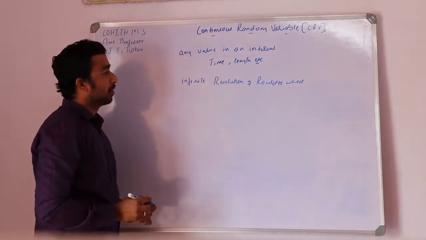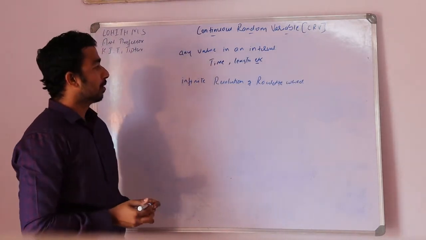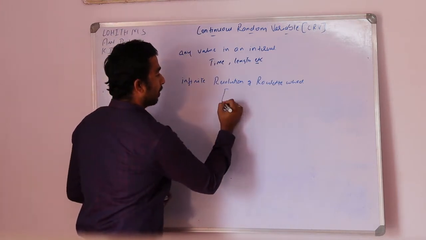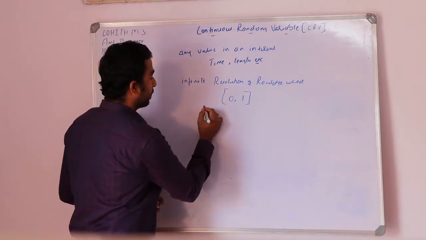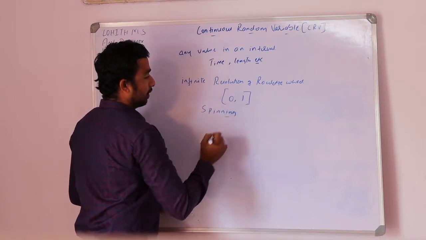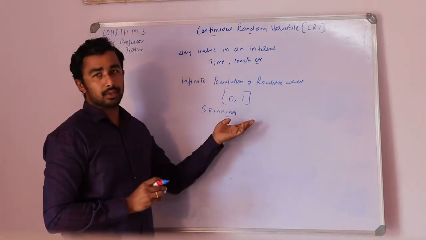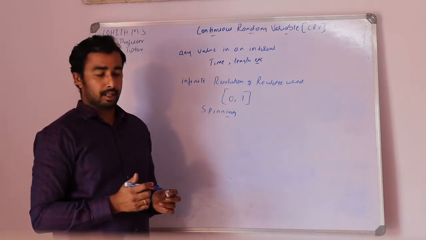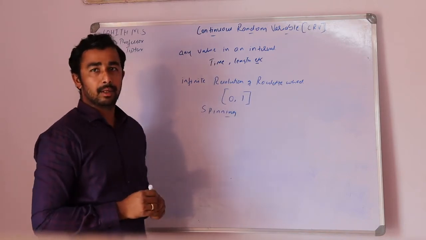An example of a continuous random variable is the infinite resolution of a roulette wheel, which can take any value in an interval 0, 1 as a result of spinning of the wheel. When the wheel is spun, it can take any value in the interval between 0 and 1, and it is an infinite resolution random variable. So we call it a continuous random variable.